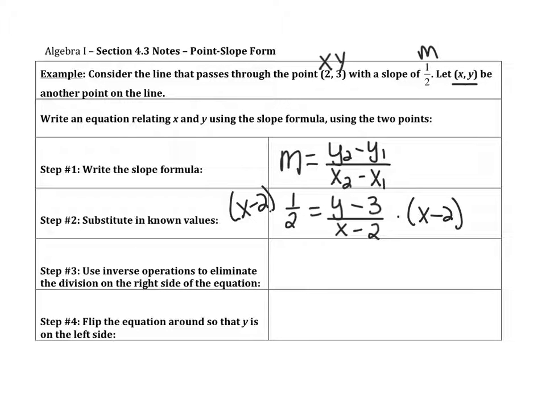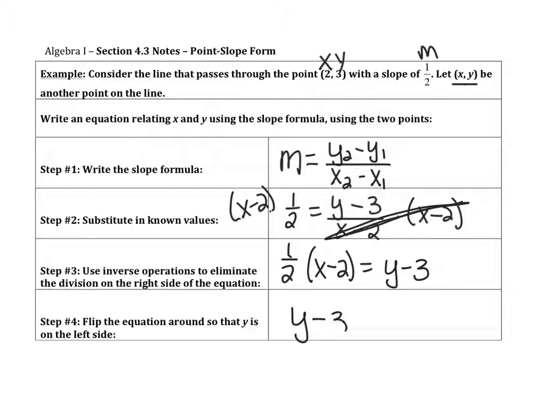So I would end up with, and it would make more sense when I write this if I put the 1/2 in front of that x minus 2. So I'm going to write it as 1/2 times x minus 2 equals, these are going to cancel, so I would end up with y minus 3. Step 4 says flip the equation around so that the y is on the left side. So I'm simply just going to put y minus 3 equals 1/2 times x minus 2.